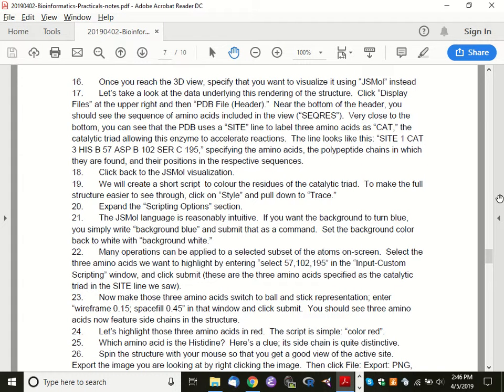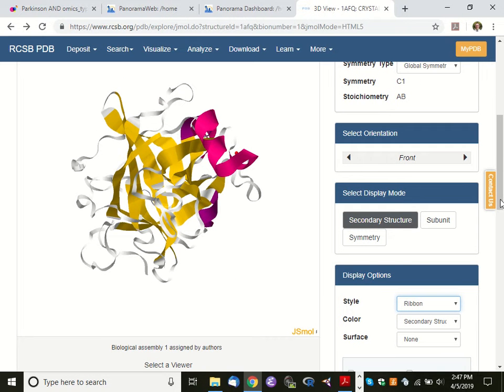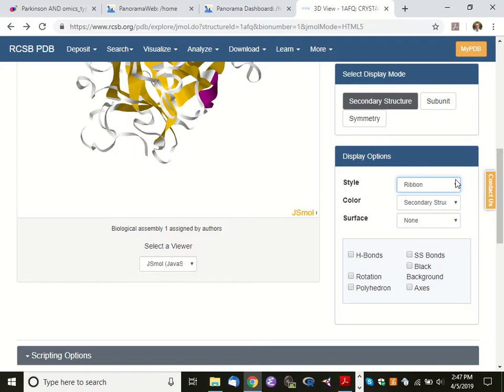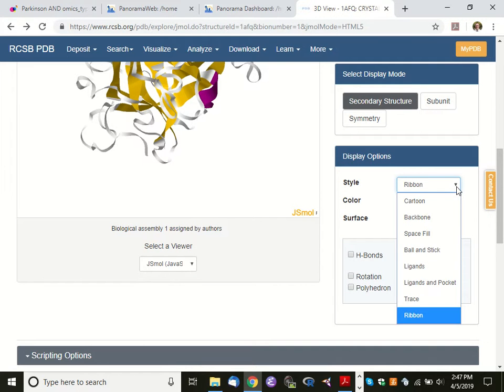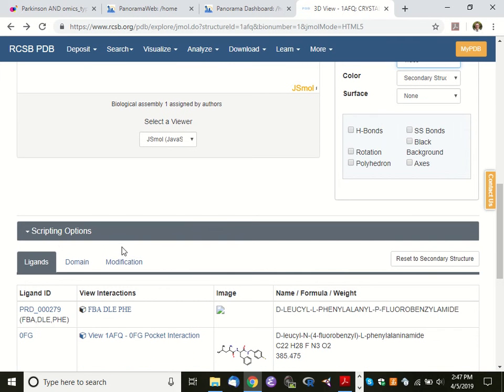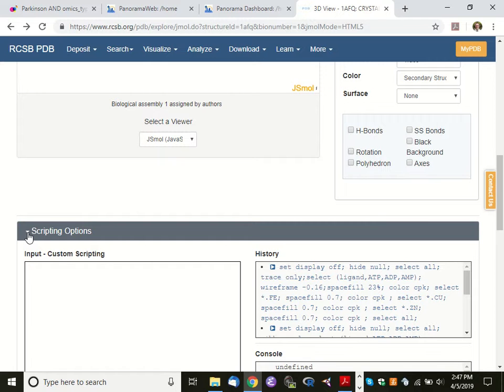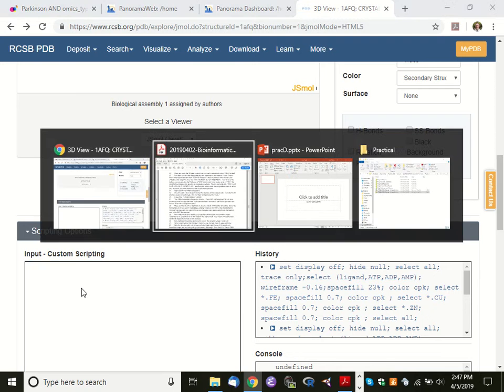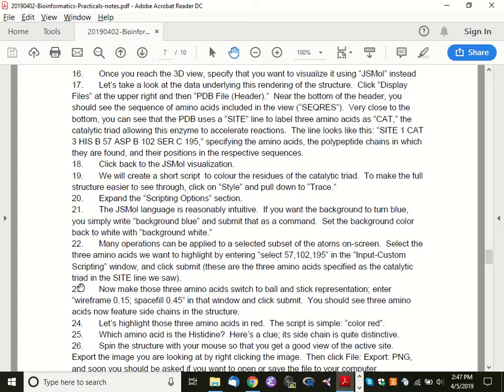All right, we are going to expand the scripting options section. Hopefully they haven't changed our user interface entirely. Oh, sorry, I changed that to ribbon. I didn't mean to. Gotta come back here. Trace. Good. Okay, scripting options. There it is. All right, is that okay? I've clicked on that little drop down and now it's open like this. Good, good, good. Everyone able to get that far? Brilliant. You guys are faster than I am. That's good news.